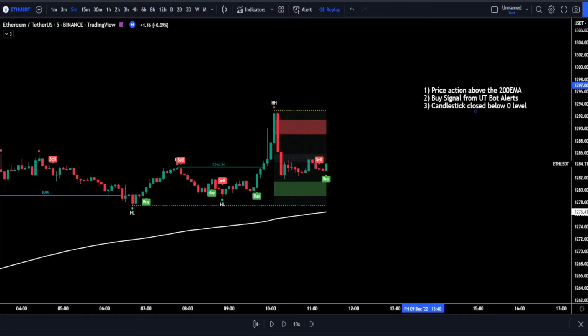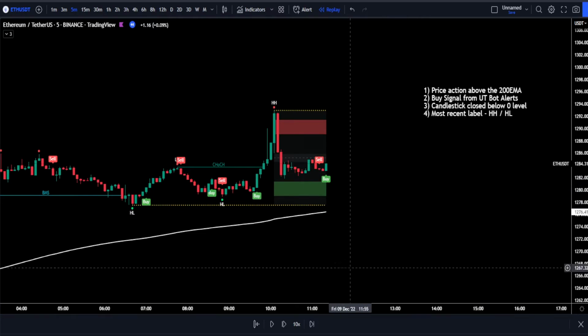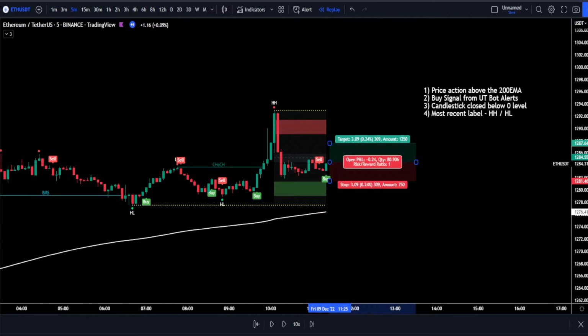And the fourth condition is to have the price action making higher highs or higher lows. This is another confirmation that we're buying into a prevailing long trend. Once all of these conditions are met, you're going to be placing a buy stop order slightly above our current candlestick. If the buy order does not get executed on the very next candlestick, you're simply going to cancel it and wait for a better opportunity.